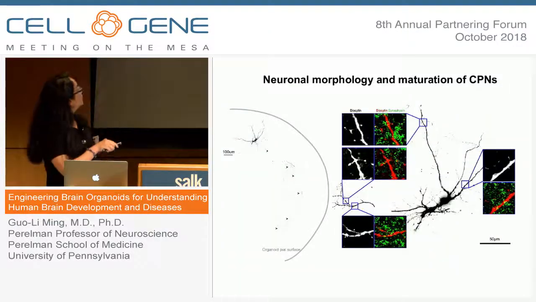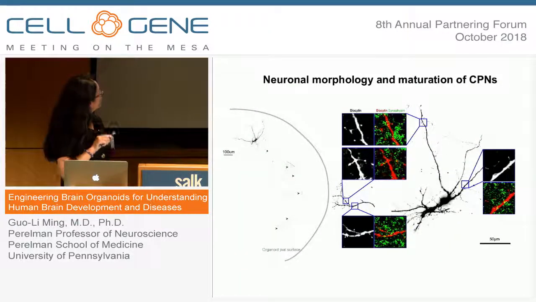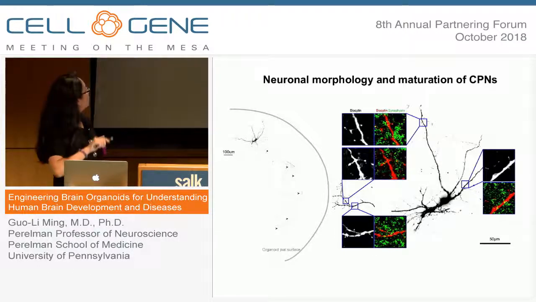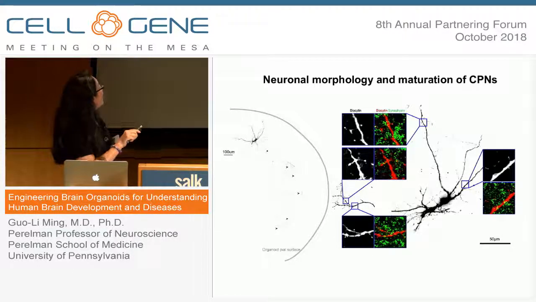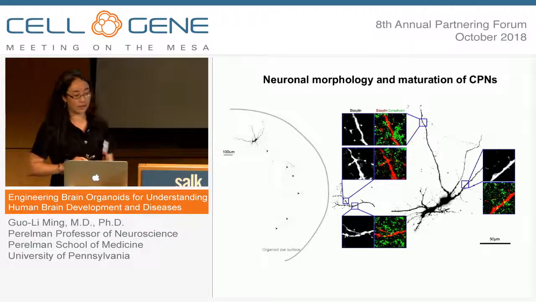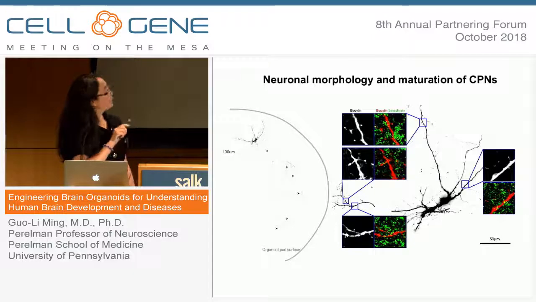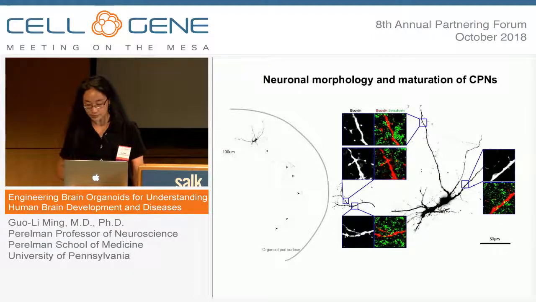So also, this gives you a closer view of a single neuron that is labeled in our organoids. You can see this is a cortical callosal projection neuron, a superficial neuron, that has axons going all the way along the cortical pia surface and has very complex dendritic structures. And if you zoom in, they have nice dendritic spines and synapses that are co-labeled by synaptic markers.